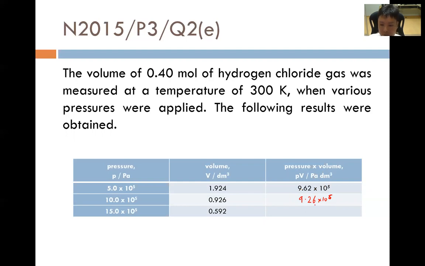And this will be 8.88 times 10 to the power of 5. Wait, does this make sense? Okay, wait, sorry, let me just double check.